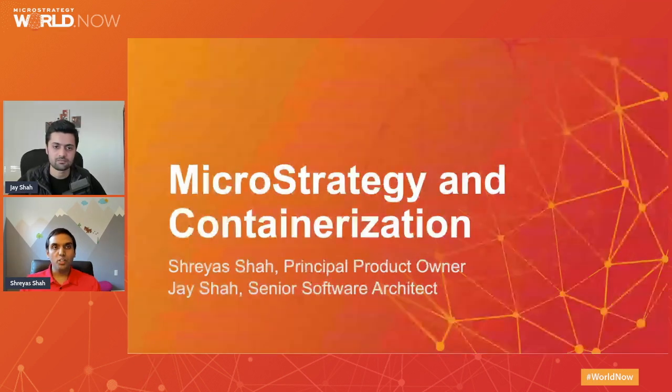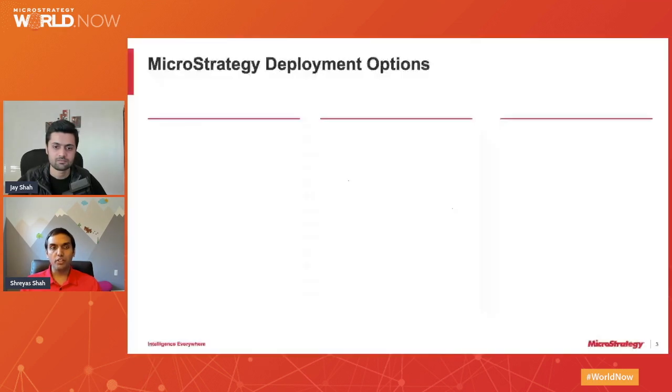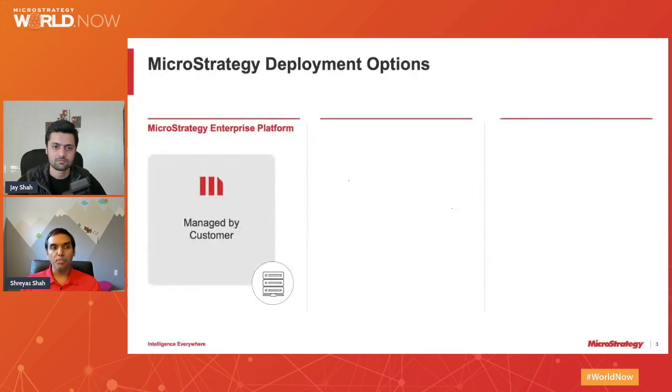All right, let's quickly go over the current MicroStrategy deployment options. Option number one is our MicroStrategy Enterprise platform. This is our traditional install where a customer goes to our download sites, grabs the installation, gets their own hardware, installs MicroStrategy on top of it. Customers are in charge of upgrades, maintenance, migration, backups, and the whole 9 yards. All the day-to-day operations are maintained and managed by the customer itself.